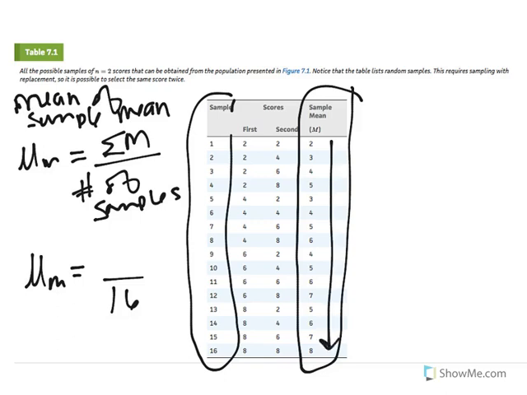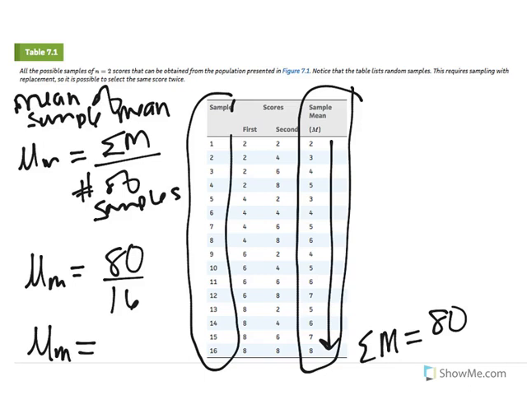So the sum of all these values. So the sum of all our sample means. And we should get, you can pause this for a second to make sure that you're doing this correctly, to confirm we're on the same page. And if we take the summation of all those possible sample means, all 16 of them, we get 80. So we get the sum of all sample means equal to 80. So 80 divided by 16 will give us the mean of sample means. And we should get a value equal to 5.